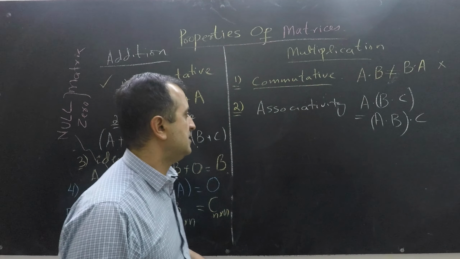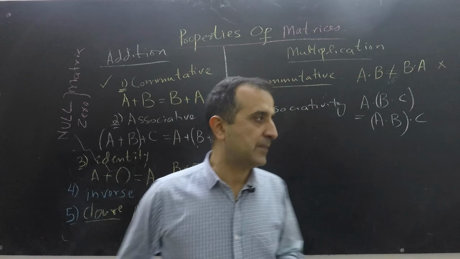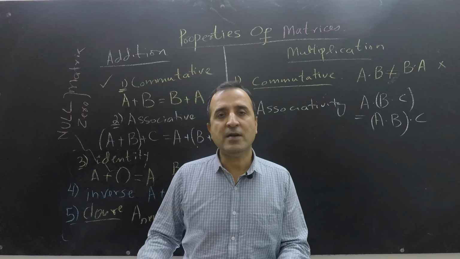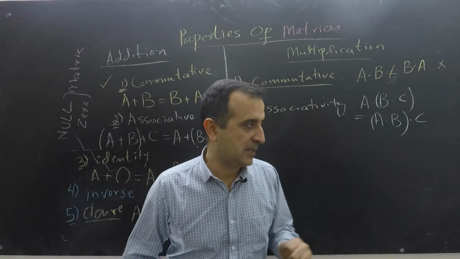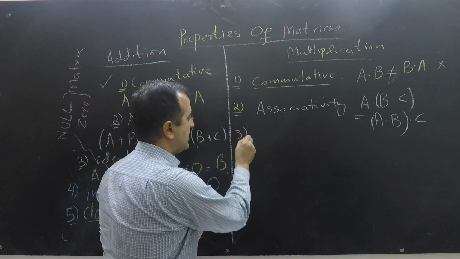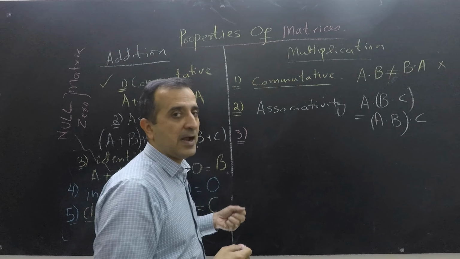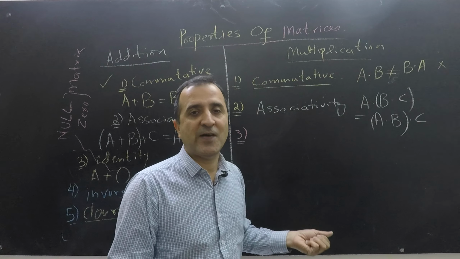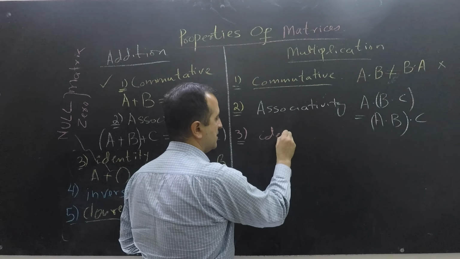The third property that we discussed in case of addition was the identity property. In case of addition, our identity matrix was the null matrix. In case of multiplication, our identity matrix is a special matrix. So an identity matrix exists also in case of multiplication. We can always find an identity matrix for multiplication.